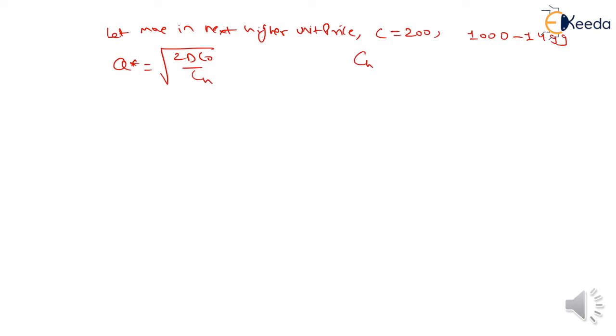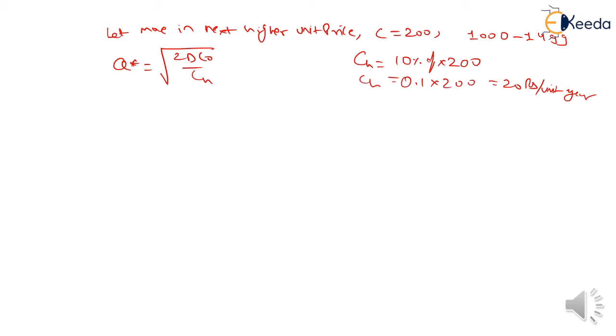Here we can calculate easily. CH is I% of C, and C is 200. Clear to all? So what is your CH? CH is 0.1 into 200, so 20 rupees per unit per year is your CH.